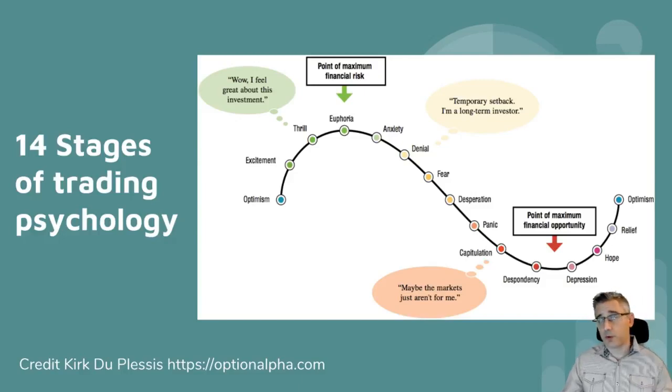The important thing to note on this chart is at the very top, that is the greed phase, and at the very bottom, that is the fear phase. So at the very top is the point of maximum financial risk. This is where the smart money starts selling their positions, and at the bottom, that's the point of maximum financial opportunity. That's when the smart money starts accumulating positions.